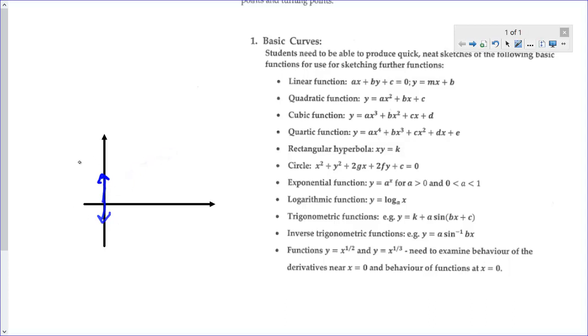That brings us to the end of the introduction to the graphs topic, covering content from 2 Unit and Extension 1.